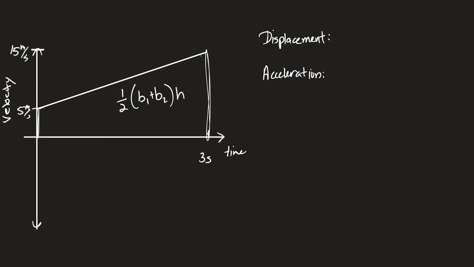So in this case, 30 meters. Right? 15 plus 5, 20. Half of 20 is 10 times 3, 15. I'm sorry, 30. So positive 30 meters. Acceleration, positive 10/3 meters per second squared. So a trapezoid shouldn't throw you, right?